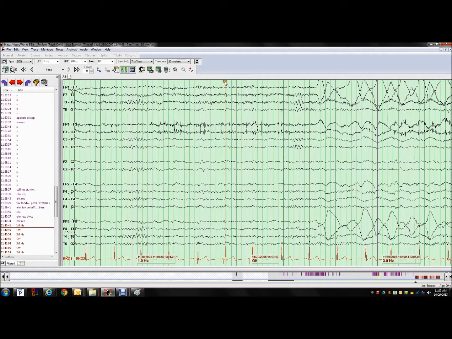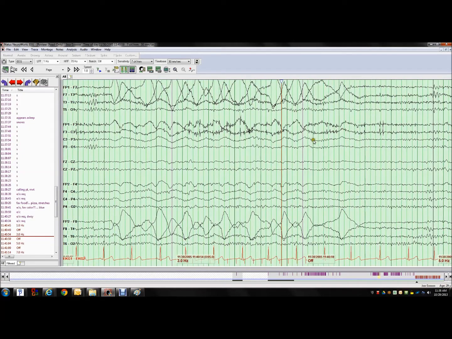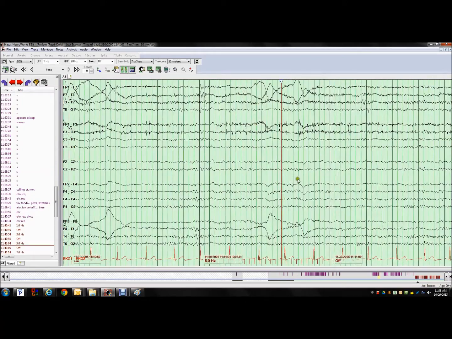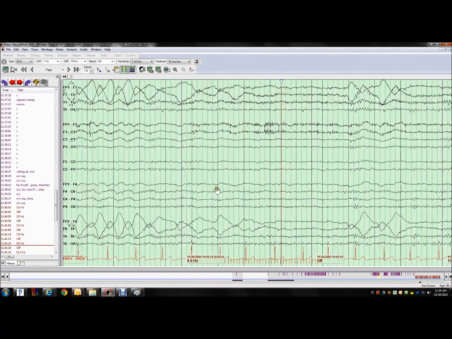What's difficult about this, I wanted to see if we could pick out photic at 1. The difficulty is the fact that we have EKG artifact at almost the same time. So unfortunately, we can't say they're driving at 1, but let's just move along. 3, nothing too significant. 5, nothing too significant. I'll stop when I see something significant. How about that?